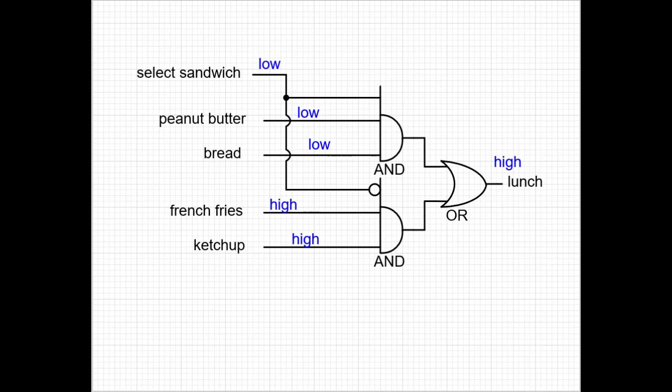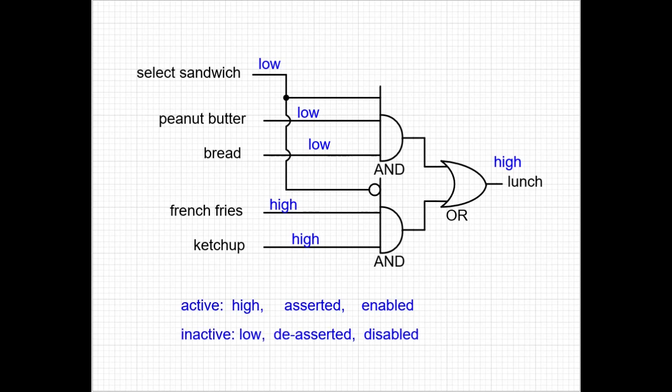You'll often hear engineers talking about high and low inputs and outputs. Indeed, we use a variety of terms for active and inactive states. Besides high, you might find asserted or enabled for active, and for inactive states, besides low, you might find deasserted or disabled.